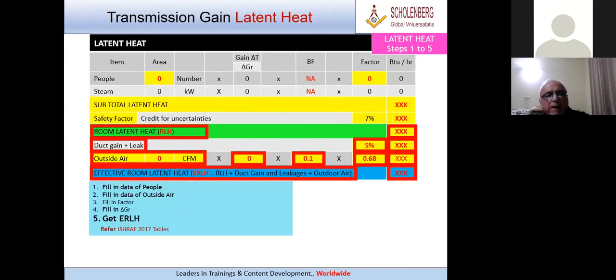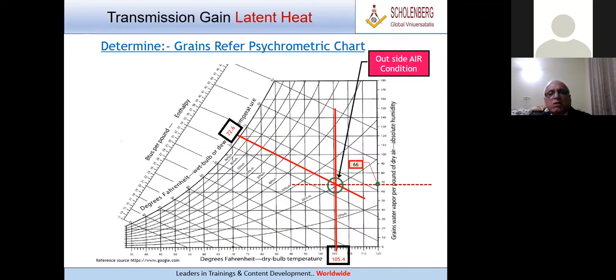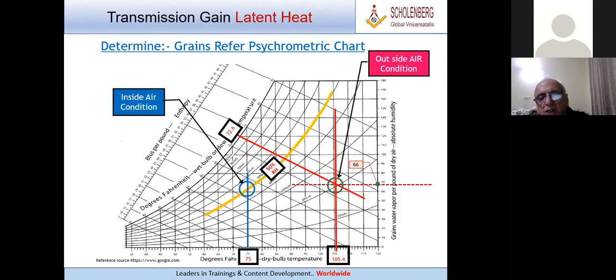Then you have latent heat. Now here comes a little bit of psychrometry also. The outside air is going to carry some moisture along with it, in the form of latent heat. So the moisture, the unit of moisture is grains. So from here, we determine how much of this grains of moisture is coming inside. This element is also put into the Excel sheet to find out the latent load of the air.